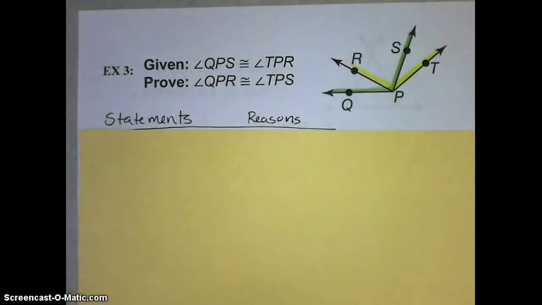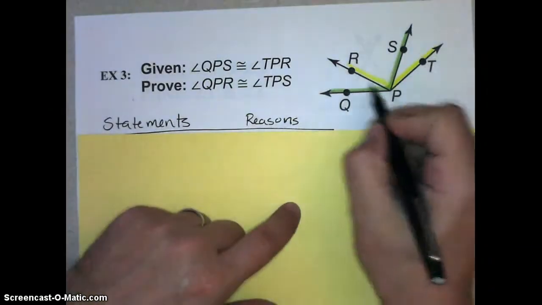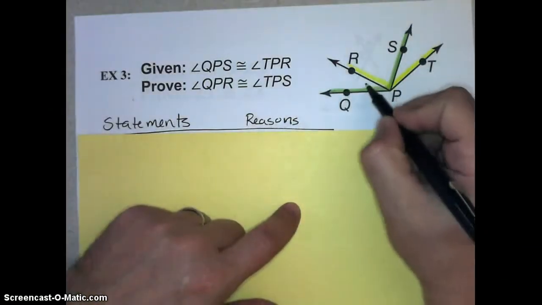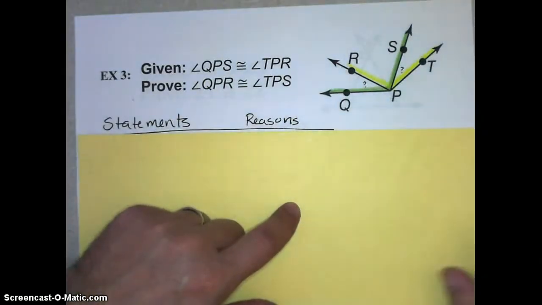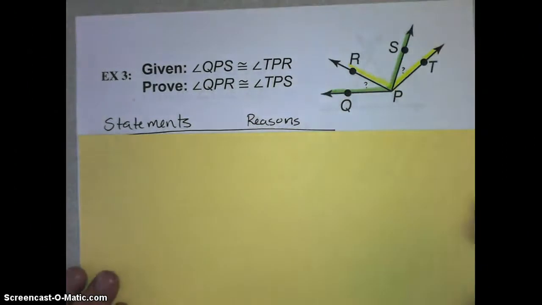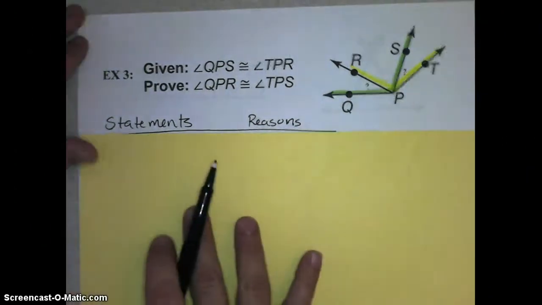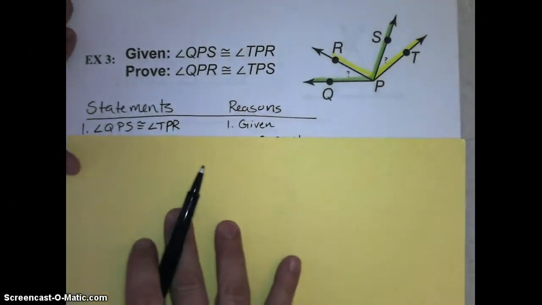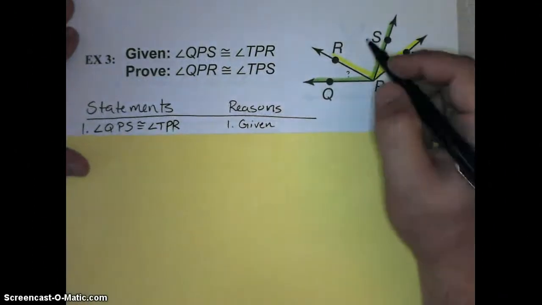And what we want to do is prove that QPR and TPS are congruent. And so here's how we're going to do that. We're going to first state the given information. We only have one given to incorporate. And that is going to end up telling me about the measures.